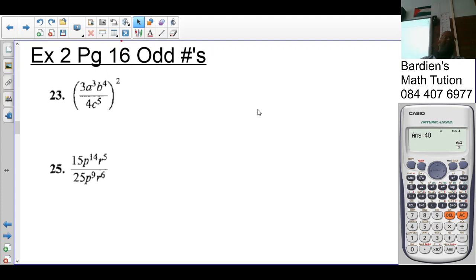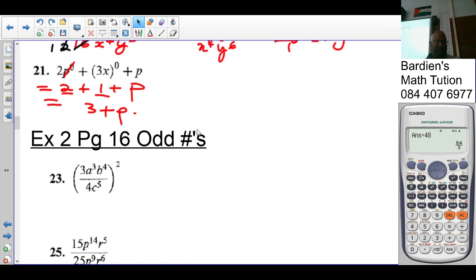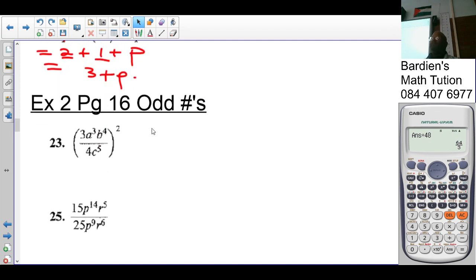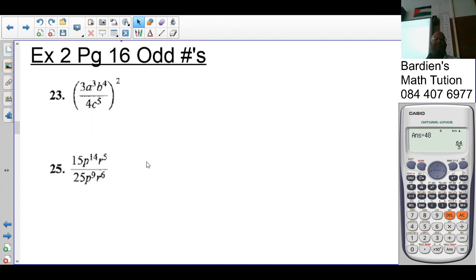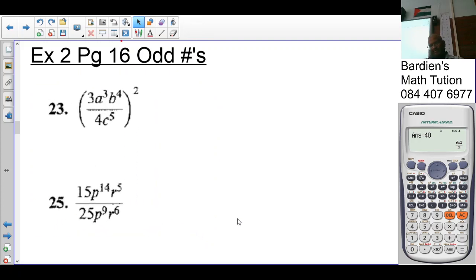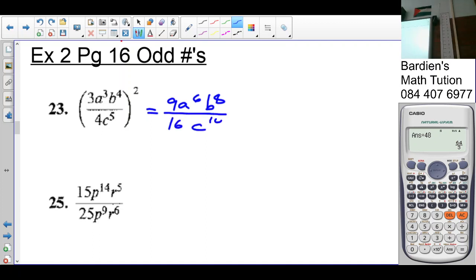Okay. People, exercise 2, page 16, the odd numbers. When I'm looking at 23, didn't I do 21? The 3 plus p is the answer to 21. Okay, listen, the next one. 23. Is there anything I can simplify inside that bracket? No. So that is simply going to be 3 squared is 9, A 6, B 8 over 16. Any confusion there? Nobody's confused about this one.